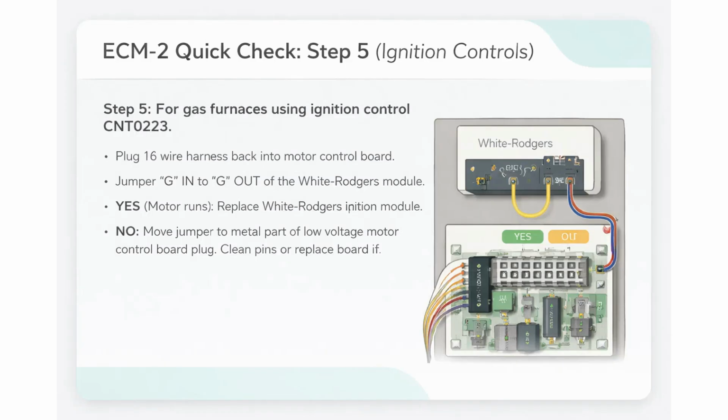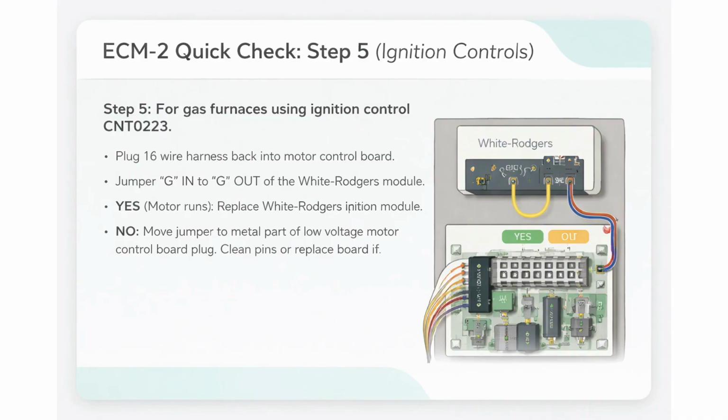For gas furnaces utilizing specific ignition controls, there is a 5th step. You'll need to plug the 16-wire harness back in and jumper the G-in pin to the G-out pin on the White Rogers module. If the motor runs, the ignition module is the culprit and must be replaced. If it still does not run, move the jumper to the metal part of the plug to check for bad pin contacts.